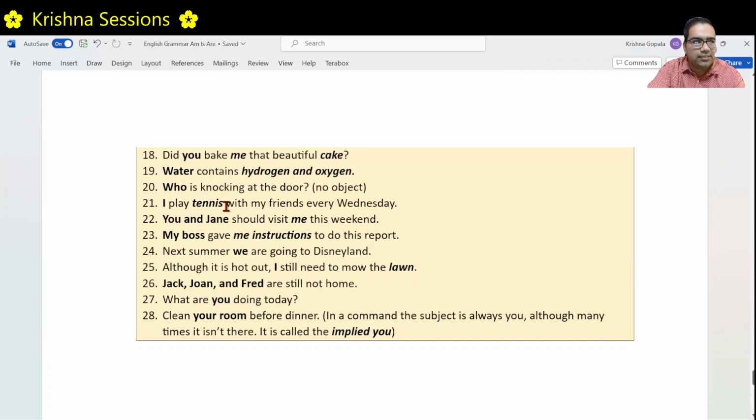I play tennis, or it is like I am living. I am living. There is no direct object of the verb living. I live. Right. I play tennis with my friends every Wednesday. Tennis is taking the action of the verb play. I play tennis. I play what? I play tennis. So tennis is the direct object. Who plays tennis? I play tennis. So I is the subject.